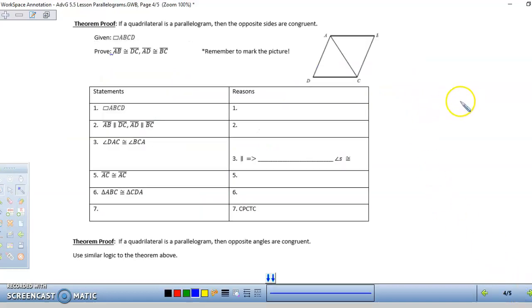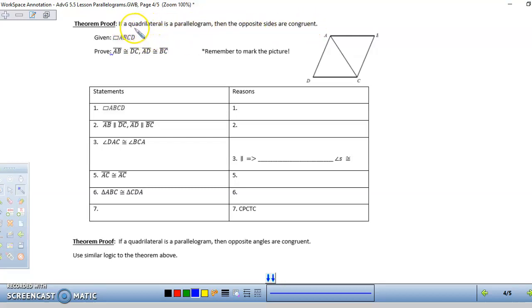Okay, so we are going to go through some basic proofs for these theorems. For the most part, obviously, we are skipping proofs, but it is always good to get exposure to the logic behind all of this math. So the first proof we're going to do is: if a quadrilateral is a parallelogram, then opposite sides are congruent.